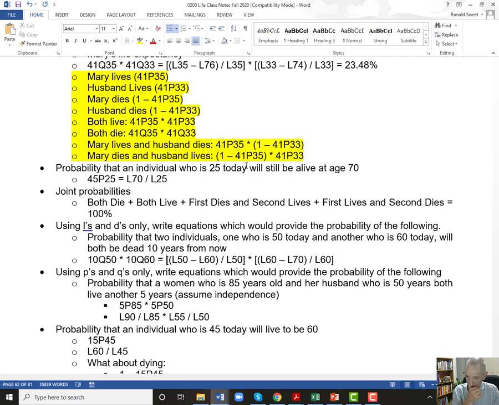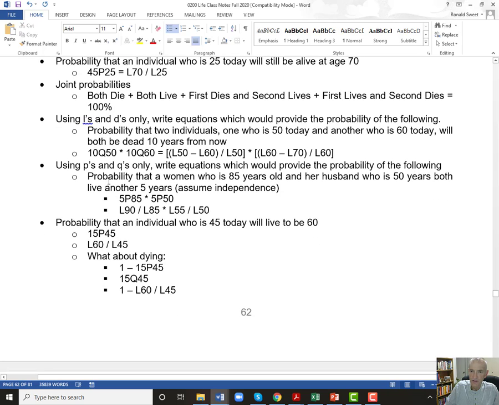Doing D's would be really hard. To do D's, you'd have to do D50 plus D51 plus D52 all the way up through D59, and then you have to do D60, D61, and so on. It just gets far too complex. All right, so that's the probability of both dying. That's real similar to the formula we're going to use when we do the joint life.